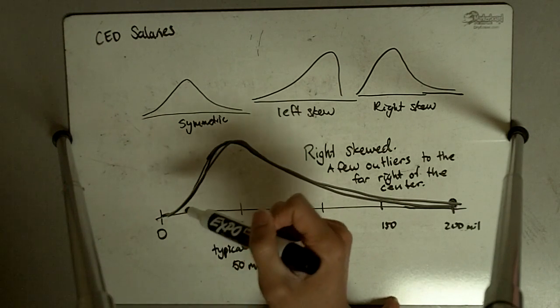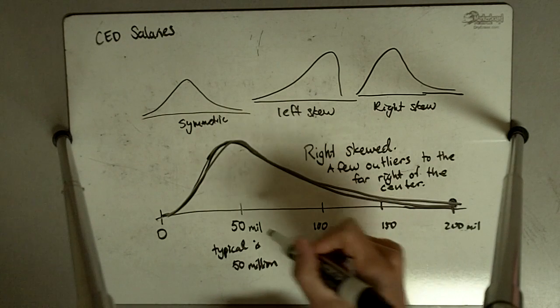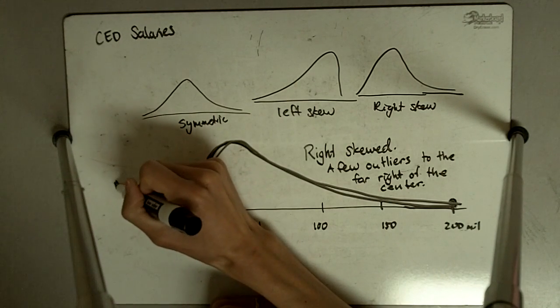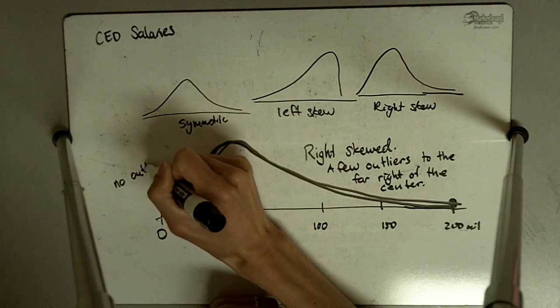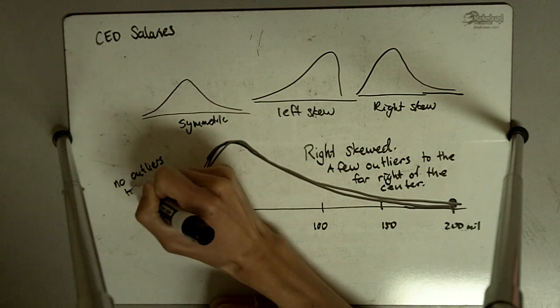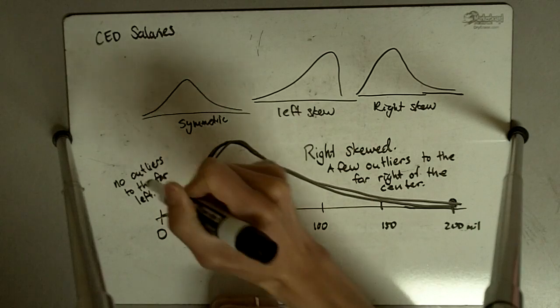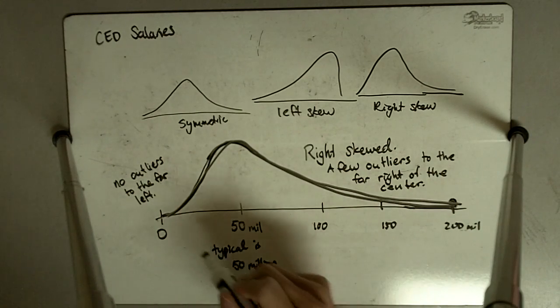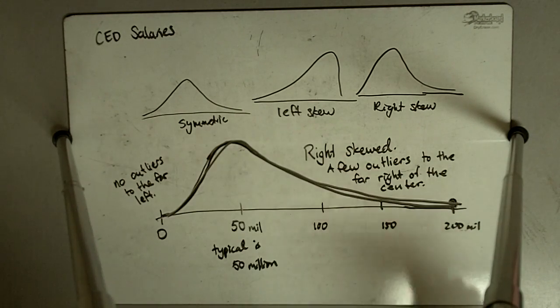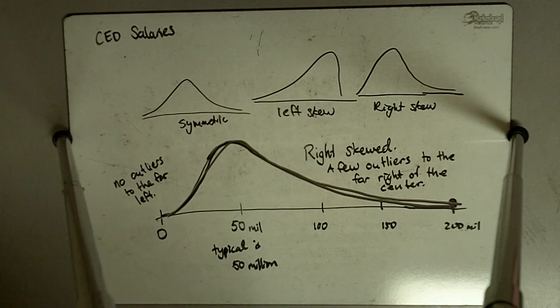Somebody can't have a negative salary, so there's going to be no outliers over here to the far left. Okay, because smaller numbers go to the left, larger numbers go to the right. So for our CEO salaries problem, it's going to be right skewed. And income in general, at least especially more recently, is something that's generally right skewed.